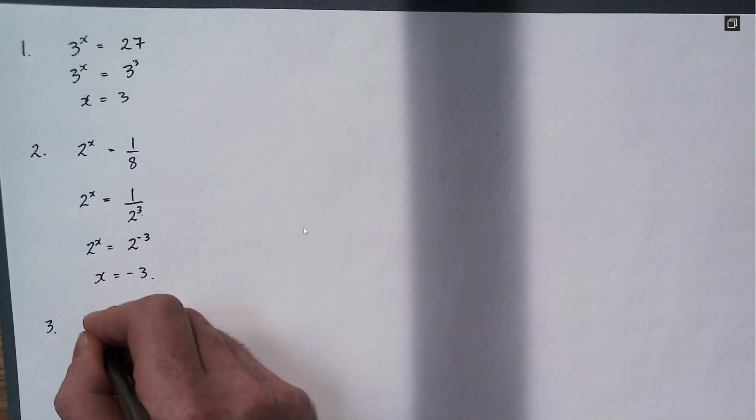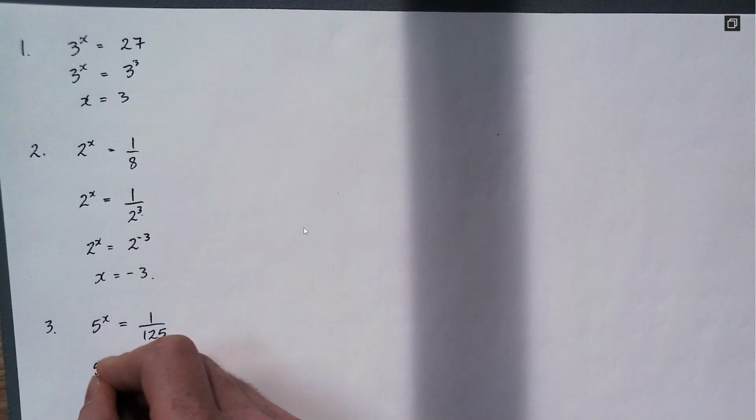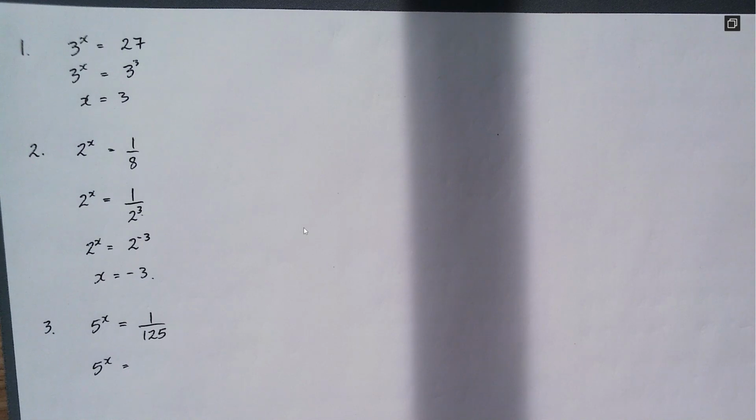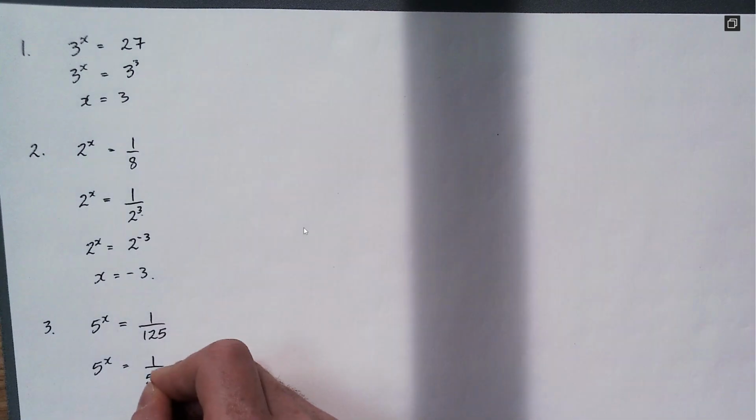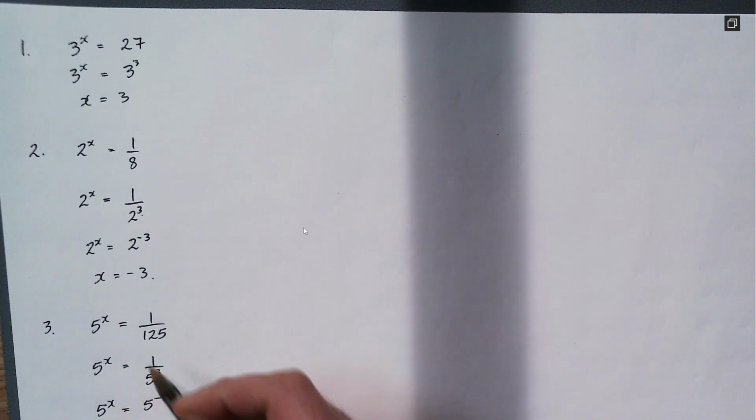Next, 5 to the power of x equals one over 125. 125 is 5 cubed, so one over 5 cubed, which is 5 to the power of minus 3. We can find this using the factorisation button on the calculator: type 125 then shift and fact. So 5 to the power of x equals 5 to the power of minus 3, so x equals minus 3.